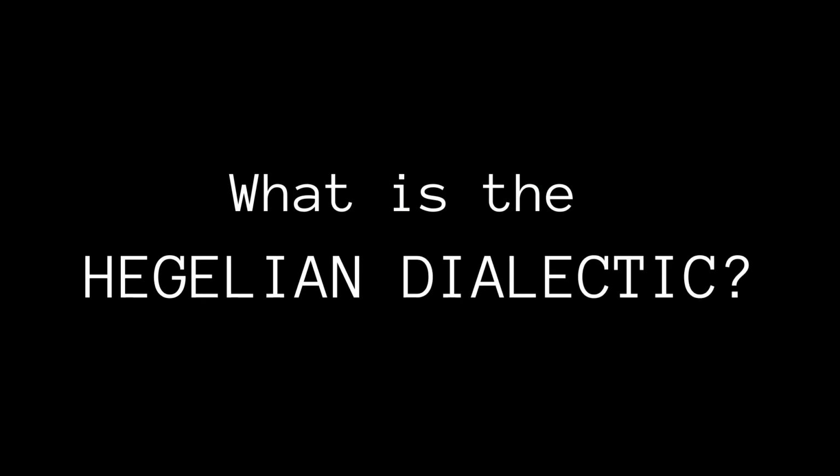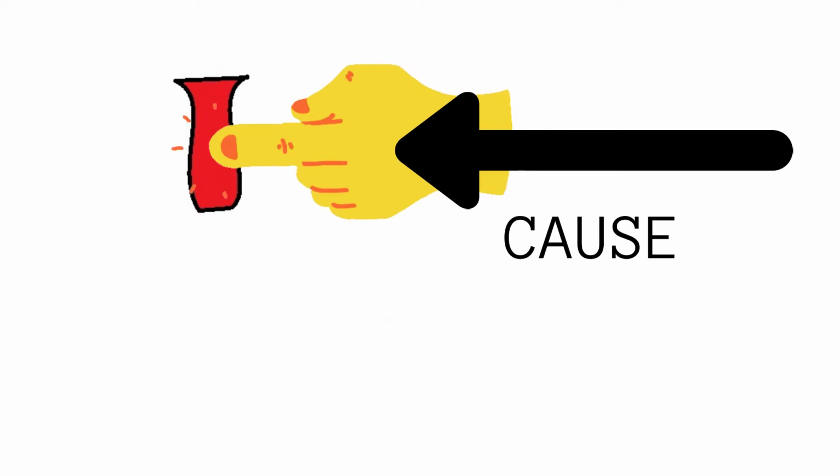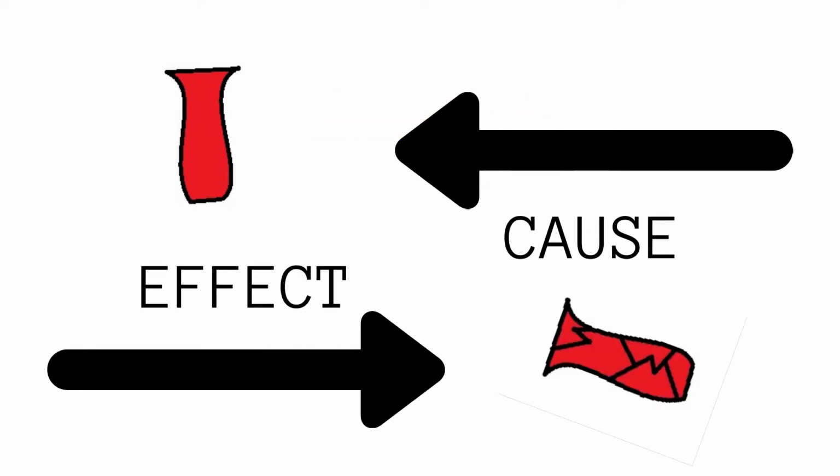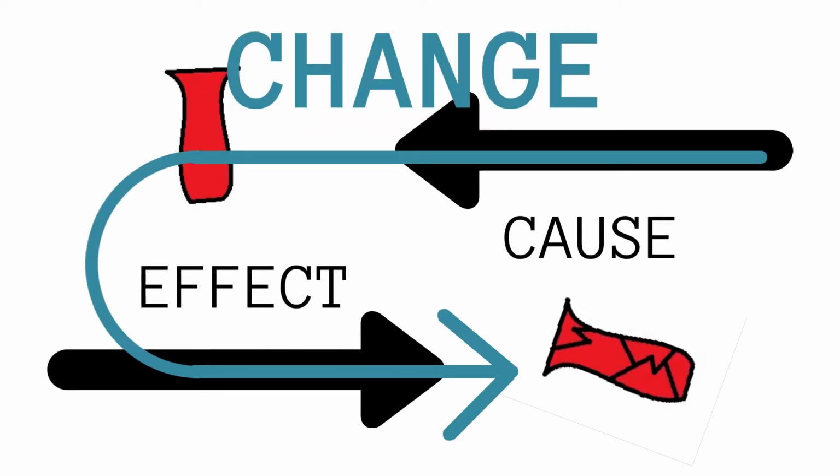So here we go. What is the Hegelian Dialectic? It's a method for creating change using cause and effect. In its most simple terms, you have an object, you cause something to happen to it, and it has an effect on that object, which changes it. And it can change it in all sorts of ways.